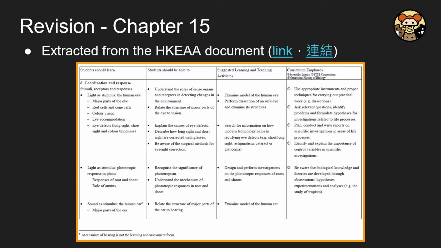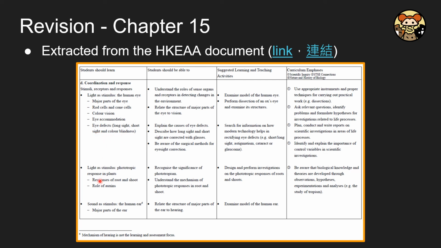So here is the extract from the HKEAA document. Here, you may notice that you have to understand the major parts of the eye, and also how rod cells and cone cells are responsible for our colored and also black and white vision. So this is the color vision part. And eye accommodation is how we adjust our lens for near and also distant objects, and how we adjust to bright light and also dim light. And there will be long sight, short sight, and color blindness as the eye defects that we have to talk about.